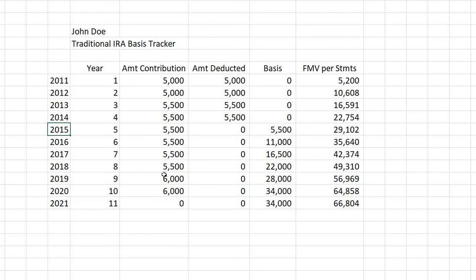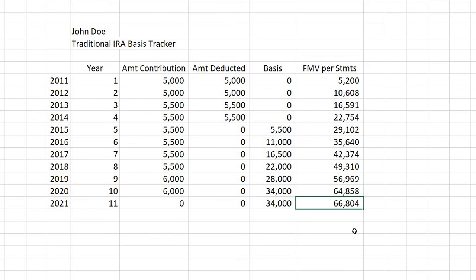And so now we've reached the point where John's retired, and now he's going to start taking money out. So what does he need to do as far as reporting how much of the contribution is taxable versus how much is a return of principal? In the 2021 tax year, his total accumulated basis was $34,000. And then the fair market value of the account at the end of the year was $66,804, right?